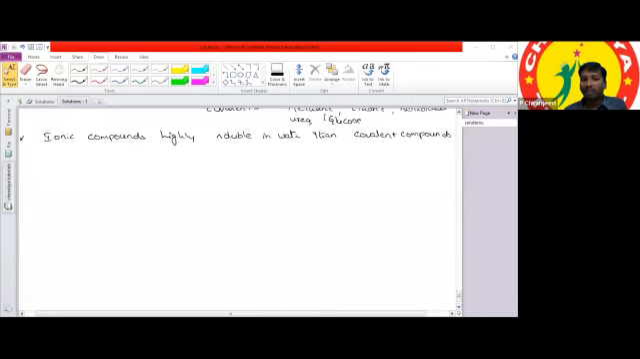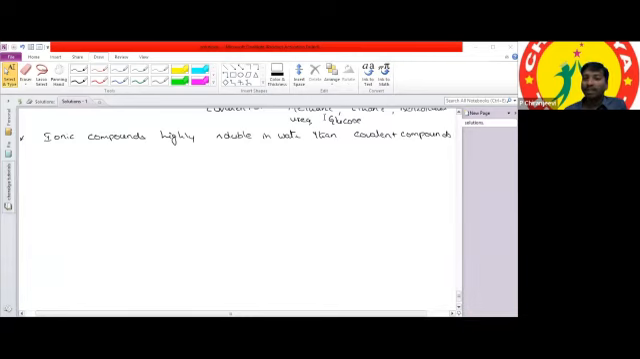Okay. So what is the reason here? Sir, some of the covalent compounds are also highly soluble in water. Why are they highly soluble in water? Due to the presence of hydrogen bonds. As the number of hydrogen bonds increases, their solubility also increases. So now you have the clarity.